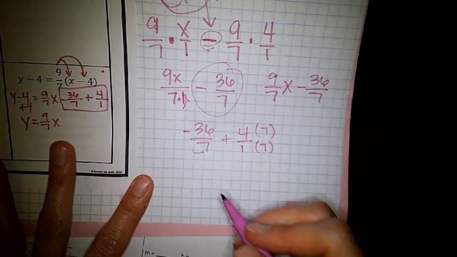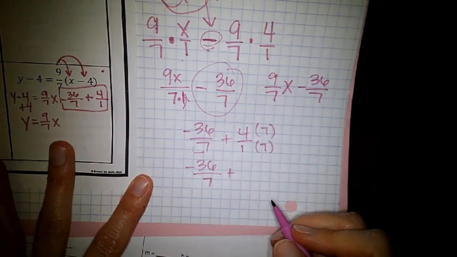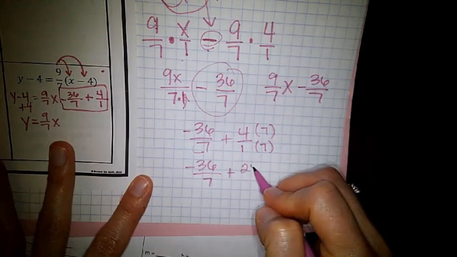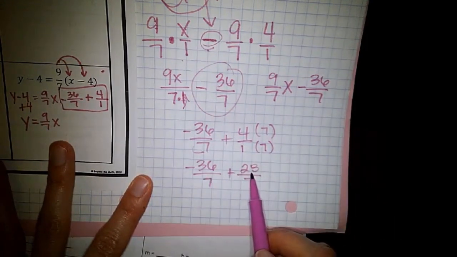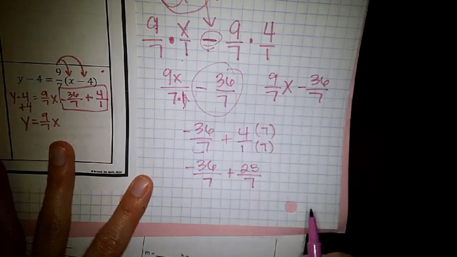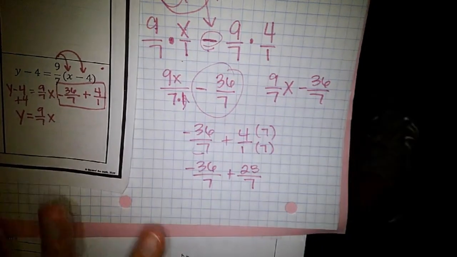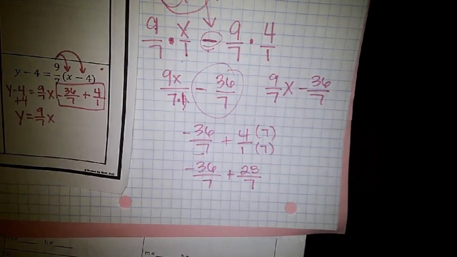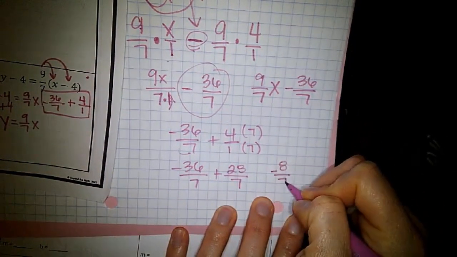Negative 36 over 7 plus, what's 4 times 7? 28 over 7. And what's negative 36 plus 28? Well, let's count. 28, 29, 30, 31, 32, 33, 34, 35, 36. How many numbers is that? 8. And you leave it over 7.